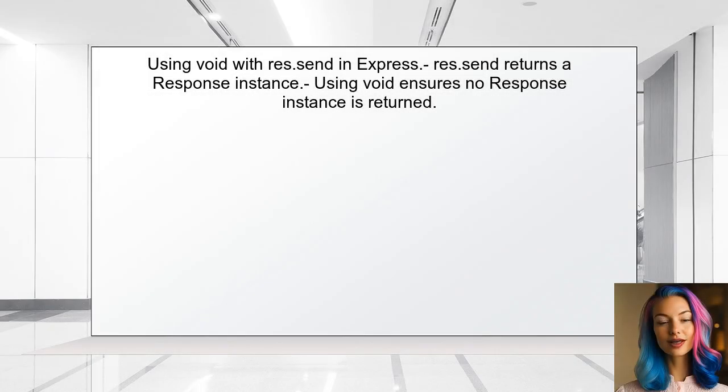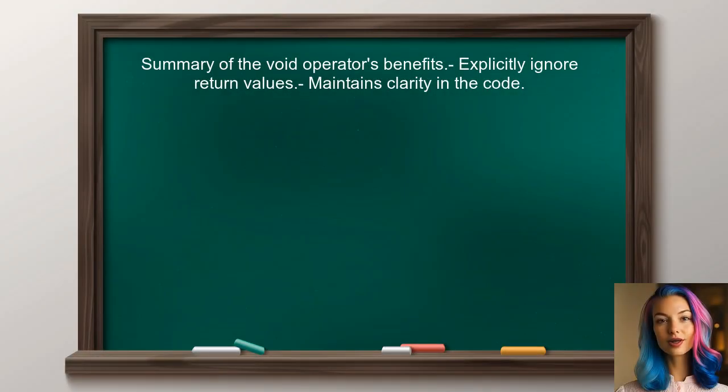Now, let's look at the second example with the Express app. Here, the user uses void with res.send. This is important because res.send returns a response instance, and using void ensures that the function does not return this instance. In summary, the void operator can be beneficial in scenarios where the user wants to explicitly ignore the return value of a function. This can help maintain clarity in the code.